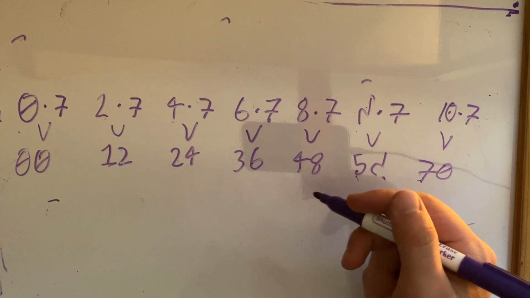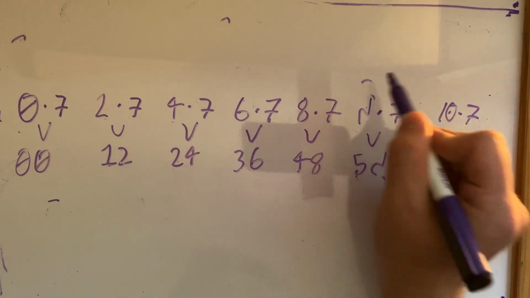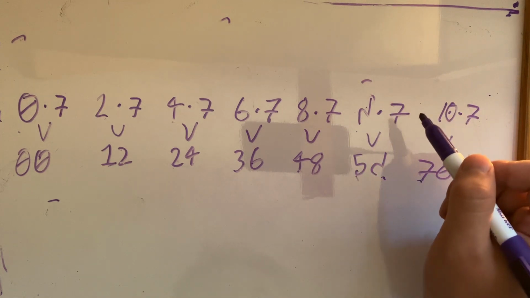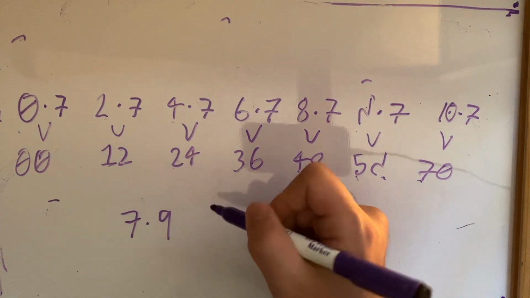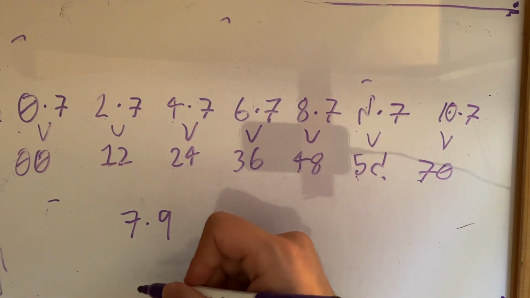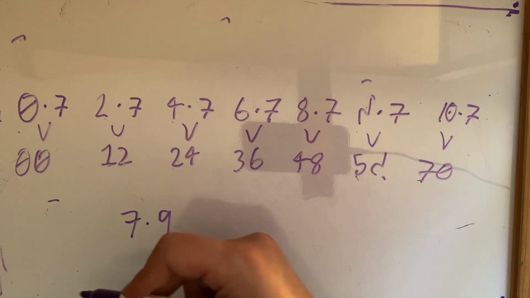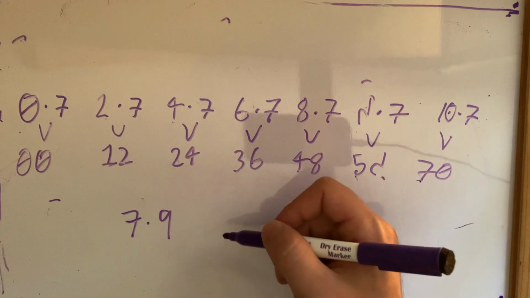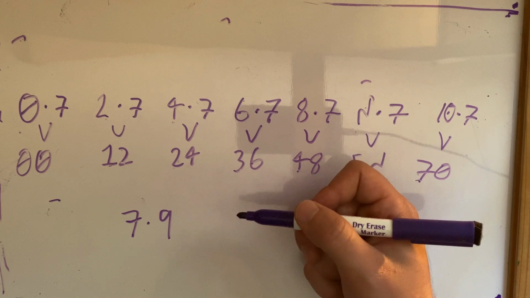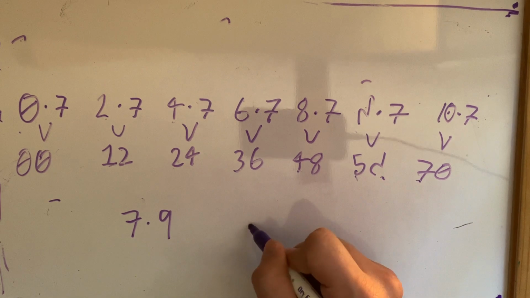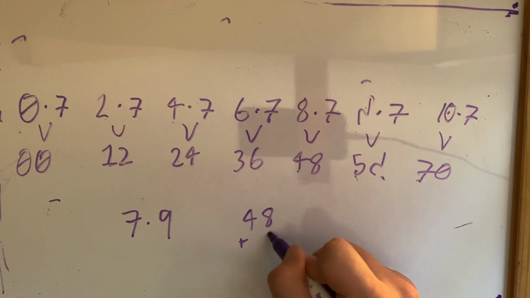What if you want to know what 7 times 9 is? Okay, well, what's 7 times 8? It's going to be 48, right? Because 2 goes into 8 4 times. Carry our 8 down. So 48 plus 7.